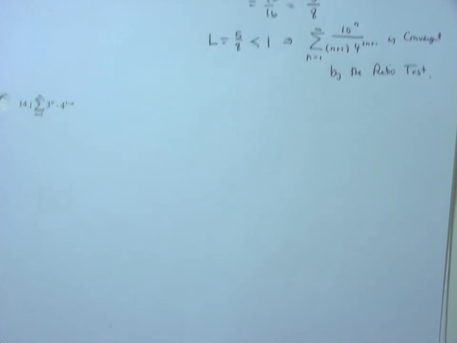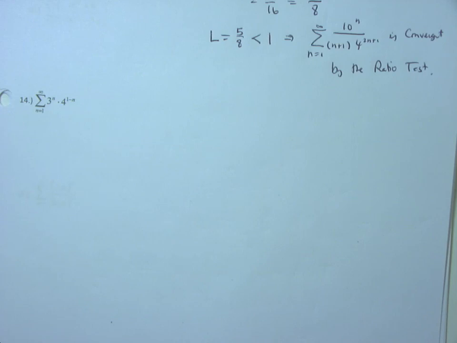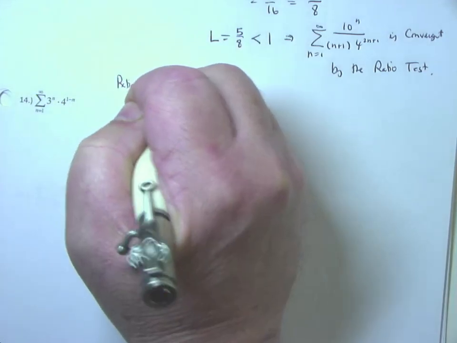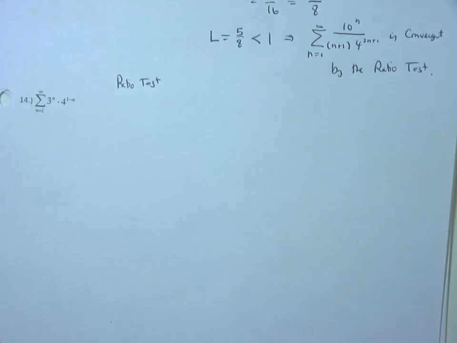On this one right here, I've got 2 options I can use. It's the sum as n goes from 1 to infinity of 3 to the n times 4 to the 1 minus n. What test would you use? I got 2 I could use. It is a series that has numbers raised to powers of n. So I could use the ratio test, and to answer the question, is the series converging or diverging, I could use a ratio test.